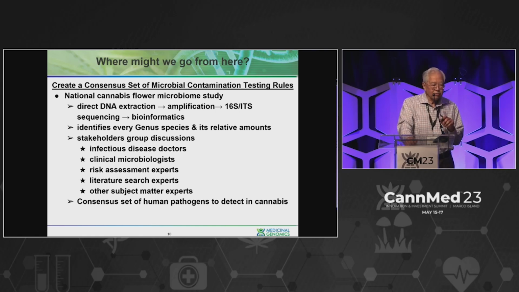So one does a direct DNA extraction from the flower. The second step is the amplification of that DNA for the bacteria, the yeast, and the fungi. The sequences that you amplify for the bacteria are the 16S ribosomal genes, and for the yeast and molds, it's called the ITS sequences.